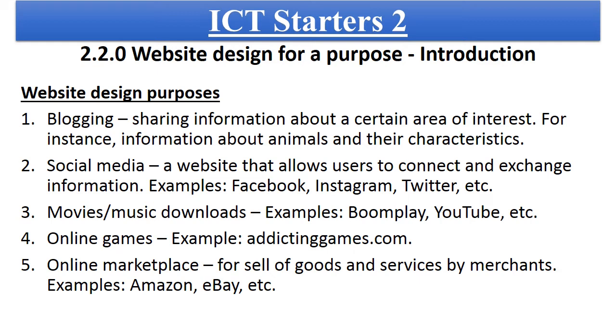3. Movies, music, downloads. A website could be designed purposely to allow users to download movies or music. Examples include Boomplay that allows users to download music, and YouTube, where you can watch movies or download videos. 4. Online games. Some websites are designed specifically for playing online games. An example of such a website where you can play games online is addictinggames.com.